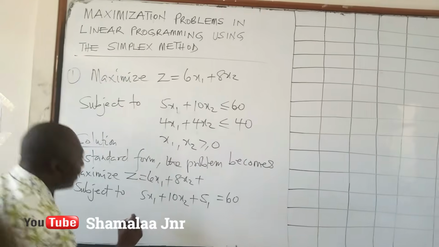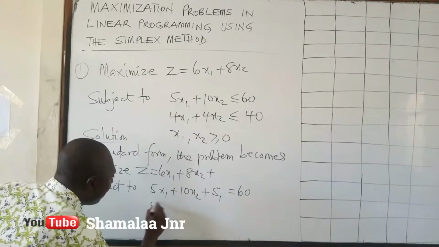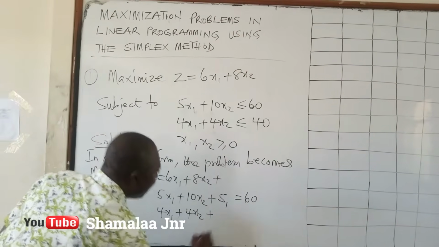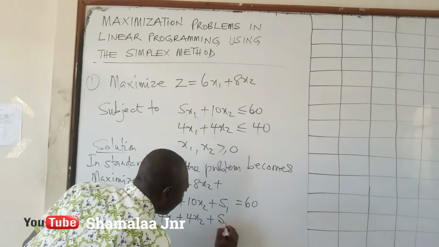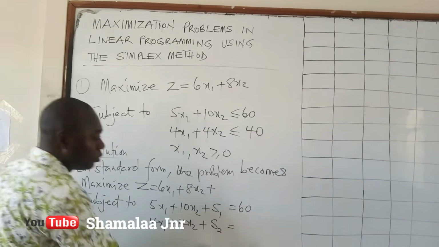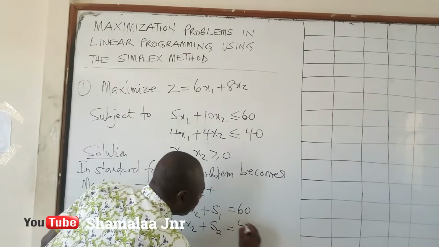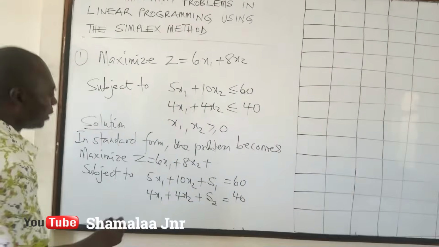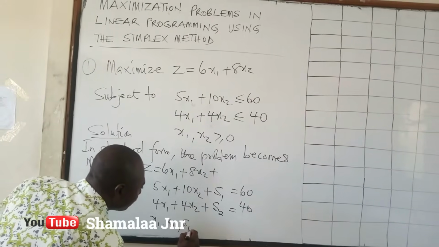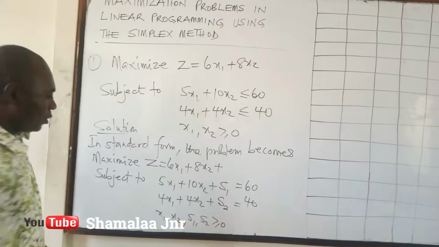Then similarly, the second one: we are going to have 4x1 plus 4x2 plus slack variable s2. That means it is in the second constraint. If it were in a third constraint, it would be s3; these are subscripts. So this is equal to 40, and then we say that x1, x2, s1, s2 are greater than or equal to 0, and then go back to your objective function.